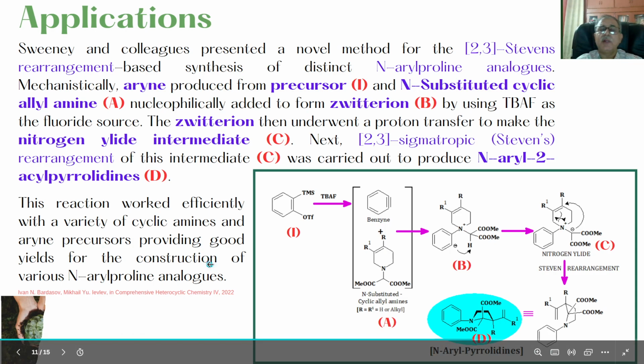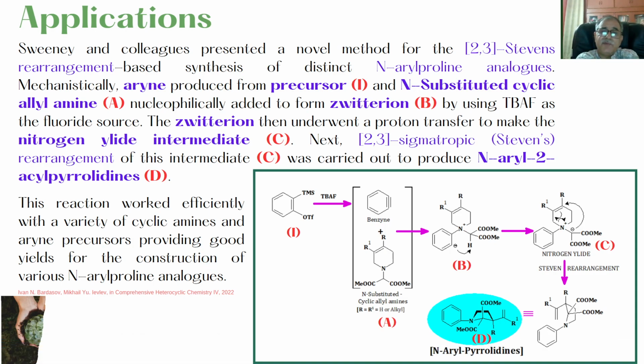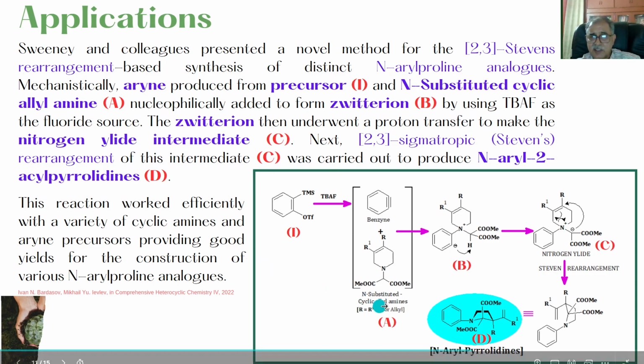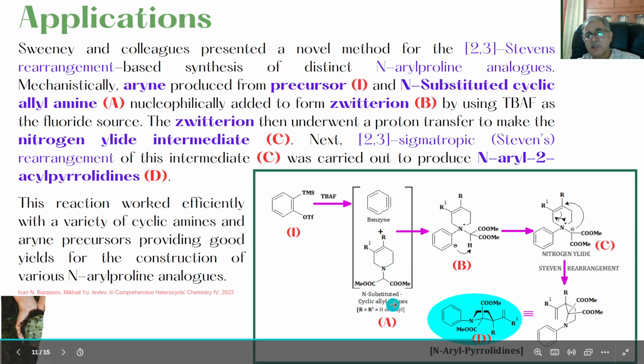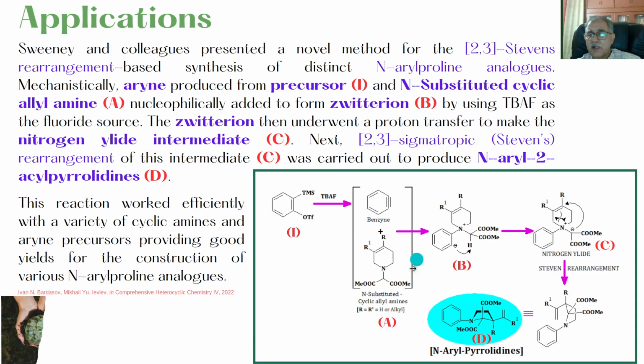Then similarly, similar to the previous reaction, when N-substituted cyclic allylamines were reacted under similar conditions, first with benzyne, the 1,3-dipolar intermediate will be formed, and then this 1,3-dipolar intermediate will abstract a proton from the alpha carbon to this nitrogen, and this will get converted into a nitrogen ylide.